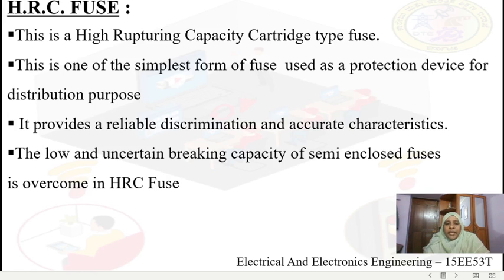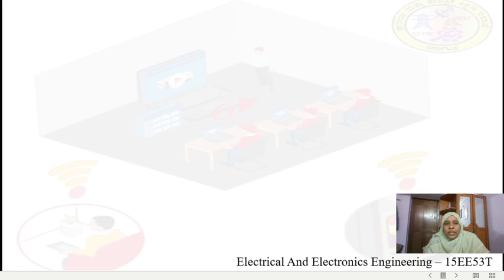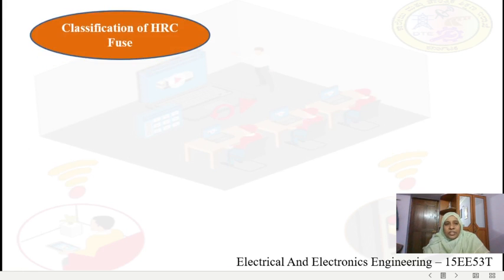So we have compared an HRC fuse with the semi-enclosed fuse. When we compare them, it clearly tells us that the HRC fuse has the upper hand over the semi-enclosed fuses. The disadvantages we had in the semi-enclosed fuse, such as uncertain and low breaking capacities, are overcome in the HRC fuses. Right? So this is regarding your HRC fuses.